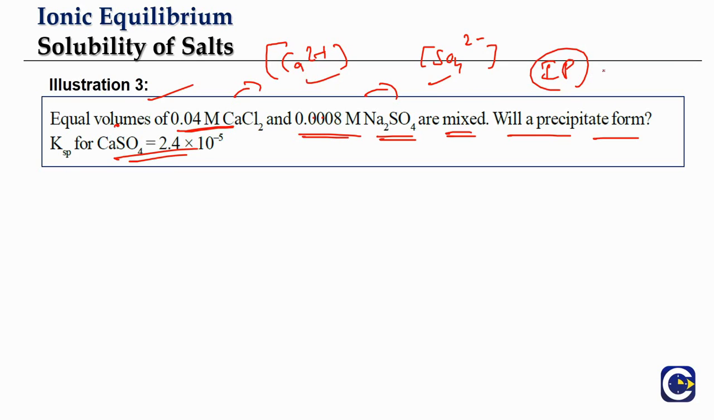If the ionic product is less than the KSP value, it means what? Unsaturated. Equal to KSP means what? This is saturated. In both cases there will be no precipitate. When will the precipitate be formed? When the ionic product is more than KSP, that is when the precipitate will be formed.